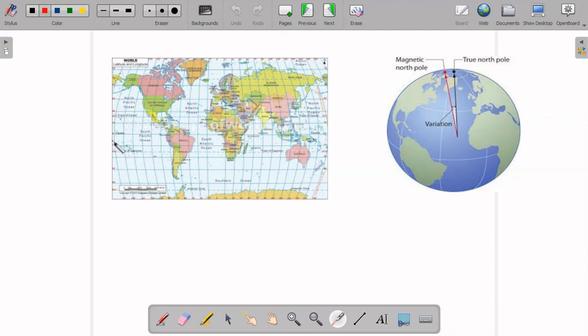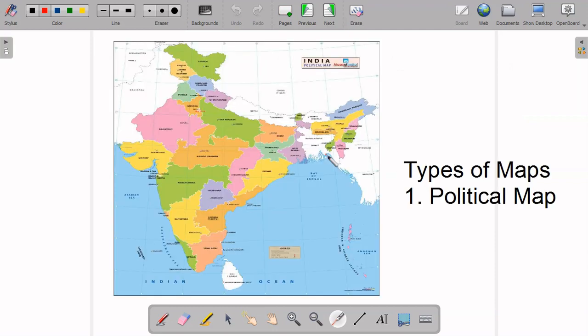Here, when we depict the whole earth on this map, it is known as world map. In this world map, we depict the whole part of the earth on a piece of paper. Take an example of the map of India. Here we depict a small part of the earth on a piece of paper. Small part of the earth, not the whole part of the earth. We covered the small part of the earth on the piece of paper.